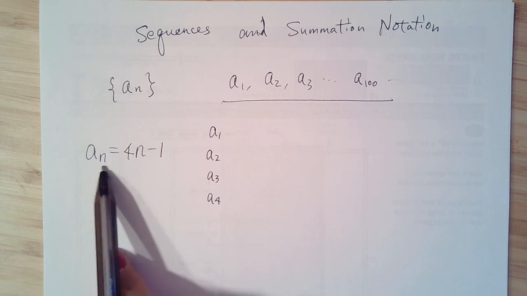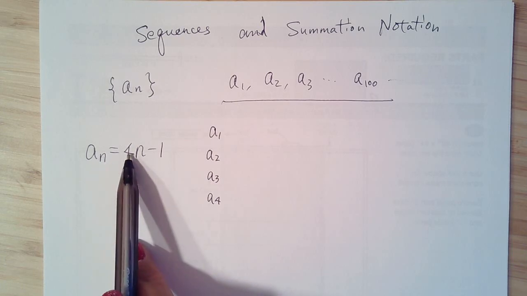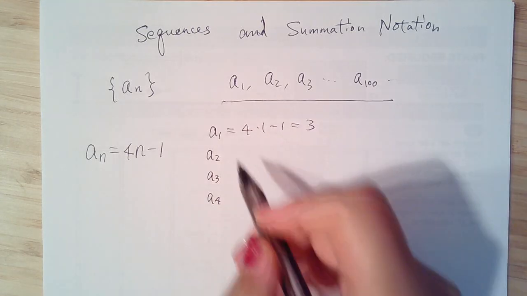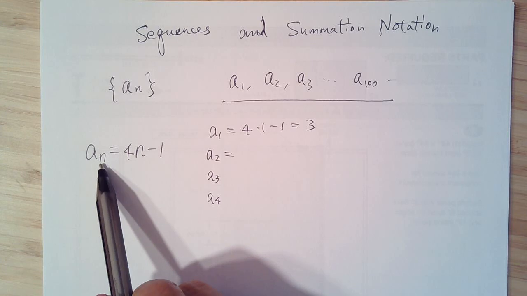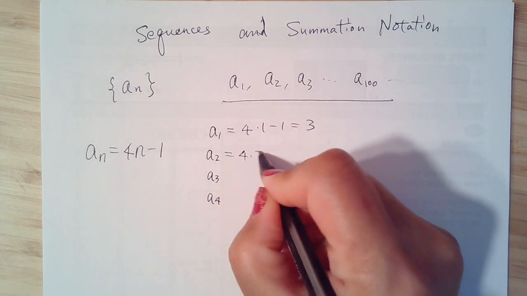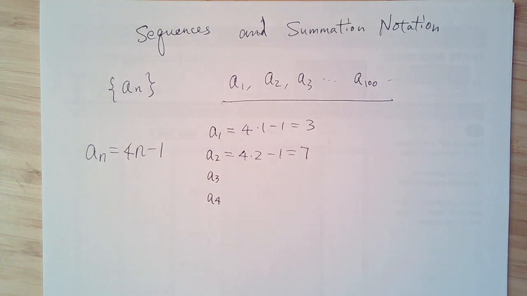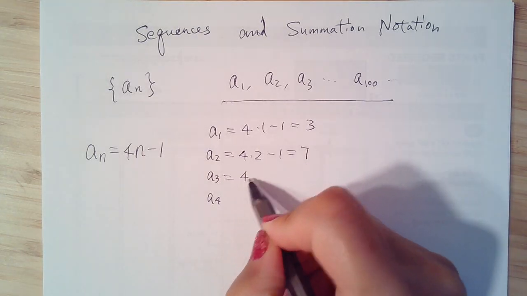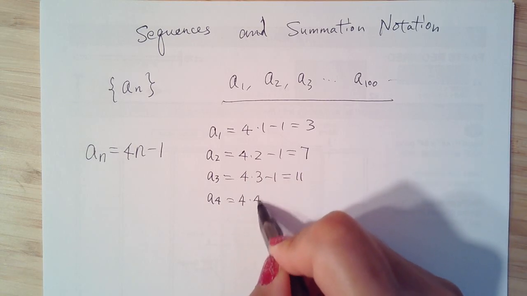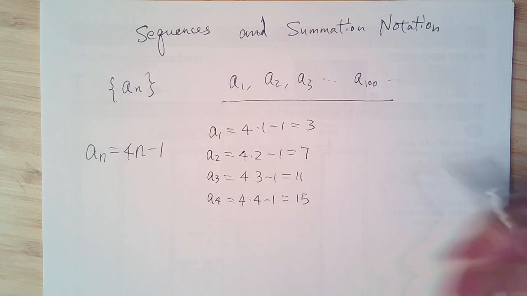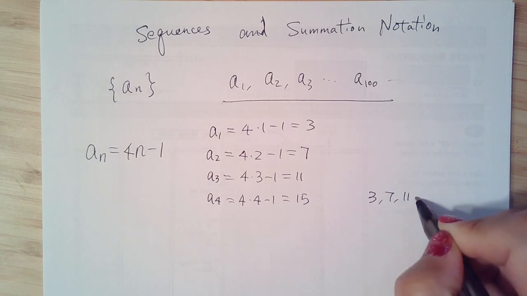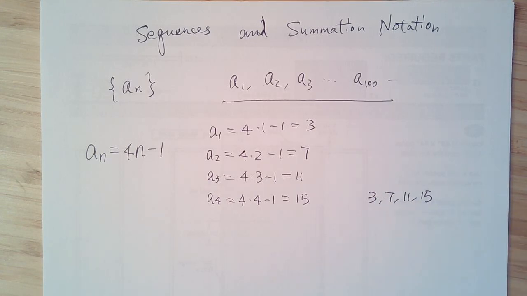So for a1, in this case, n is 1. That would be 4 times 1 minus 1, which is 3. And the second term, a2, is 4 times 2, which is 8, minus 1, and that's 7, right? And then a3 would be 4 times 3 minus 1, which is 11. And then the fourth term is 4 times 4 minus 1, and that is 15. So if I ask you what the first 4 terms are, your answer should be 3, 7, 11, and 15. That's the first 4 terms of this sequence.